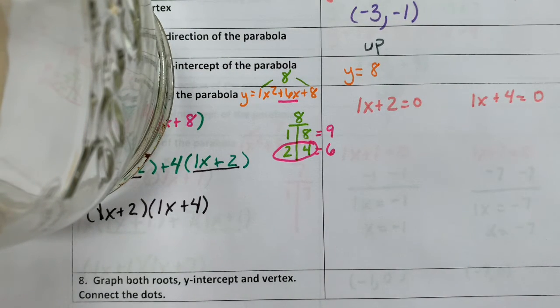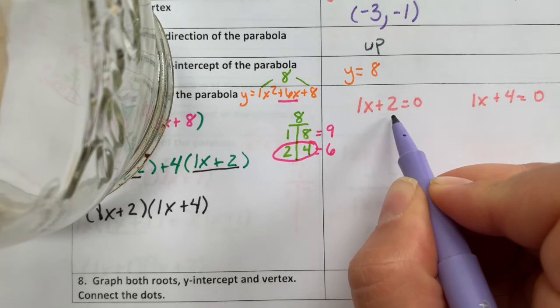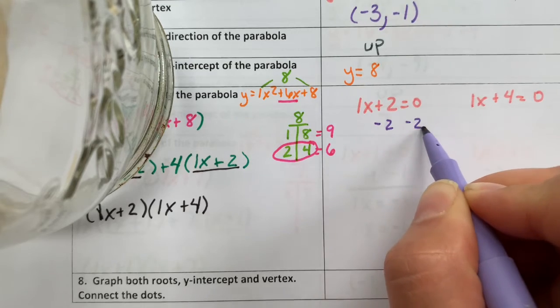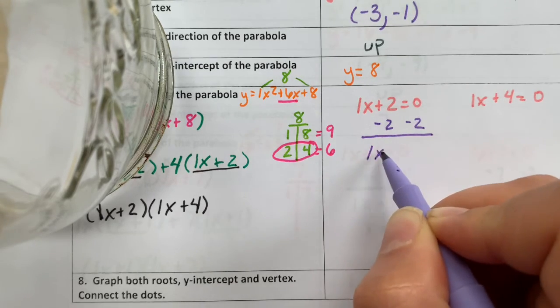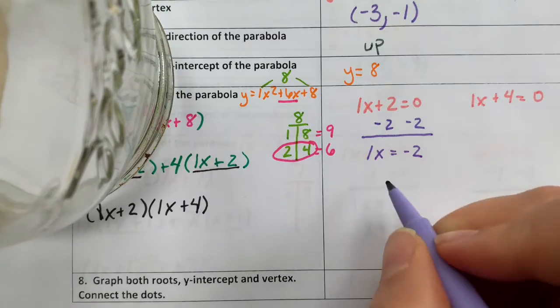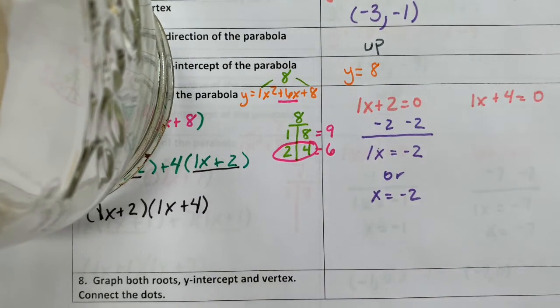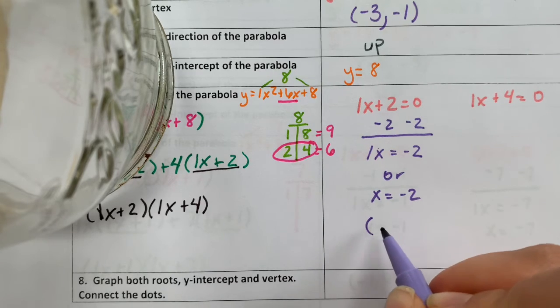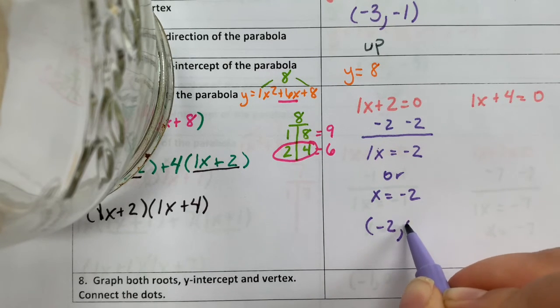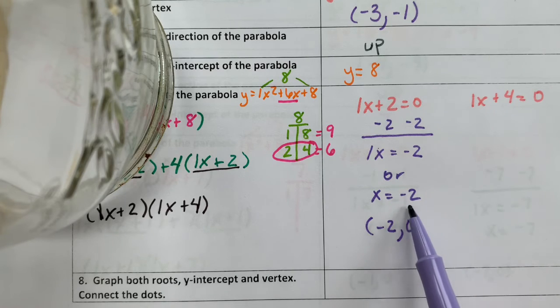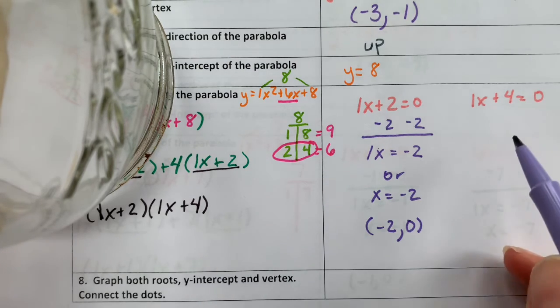So now I need to solve for x. So 2 is being added, so I have to subtract 2 on both sides. So I will have 1x is equal to a negative 2. Or I can rewrite it as x is equal to a negative 2. Remember, these are the exact same things. And then I need to write it so that I can plot it. Negative 2, comma, 0. Negative 2 because of this, 0 because that's where it crosses my x-axis at y equal to 0. Now, let's look at this one.